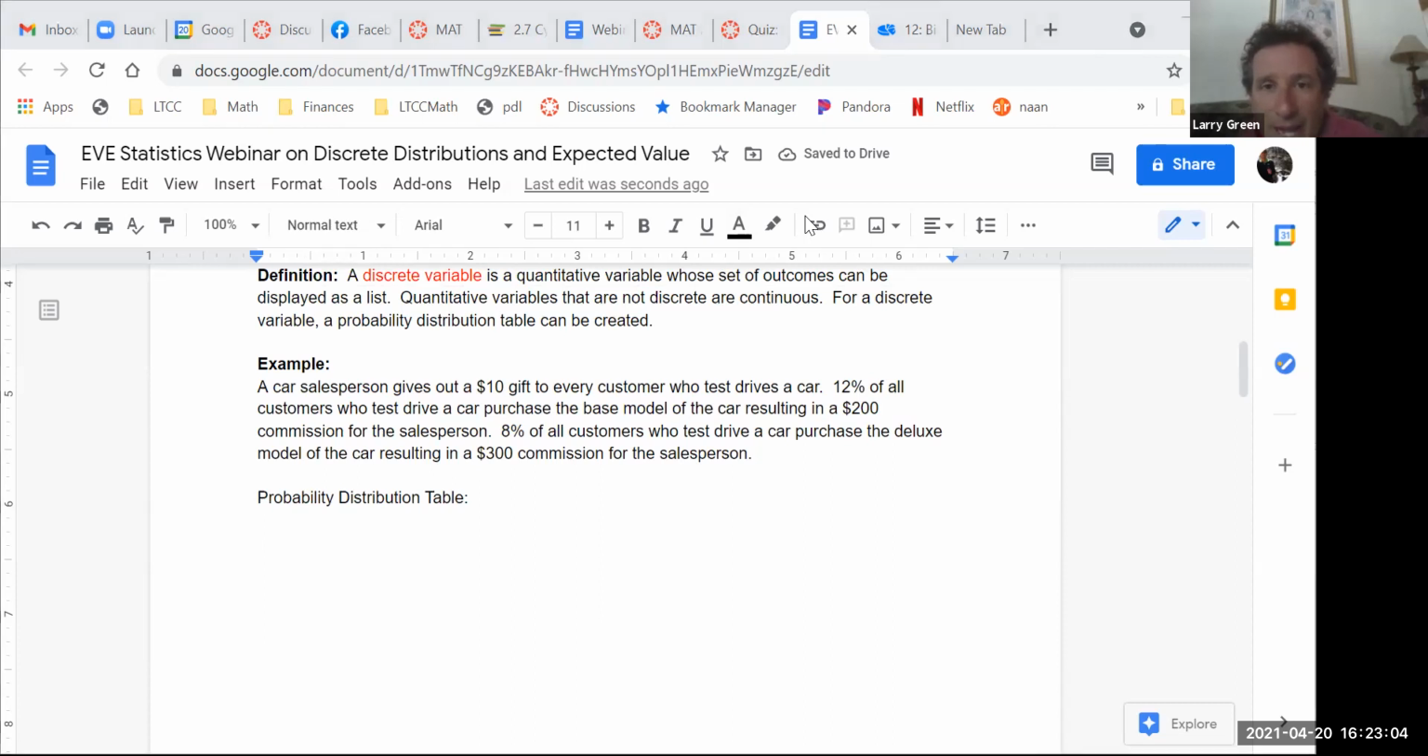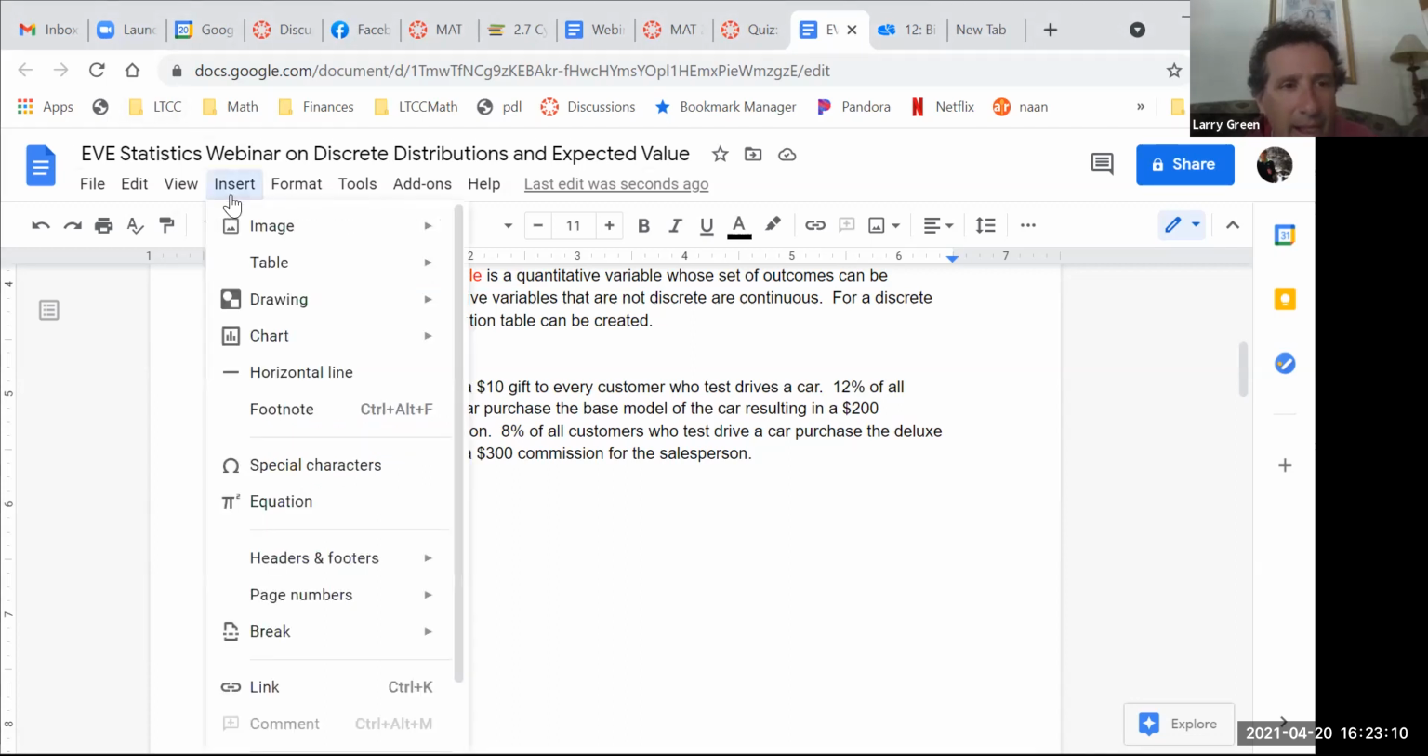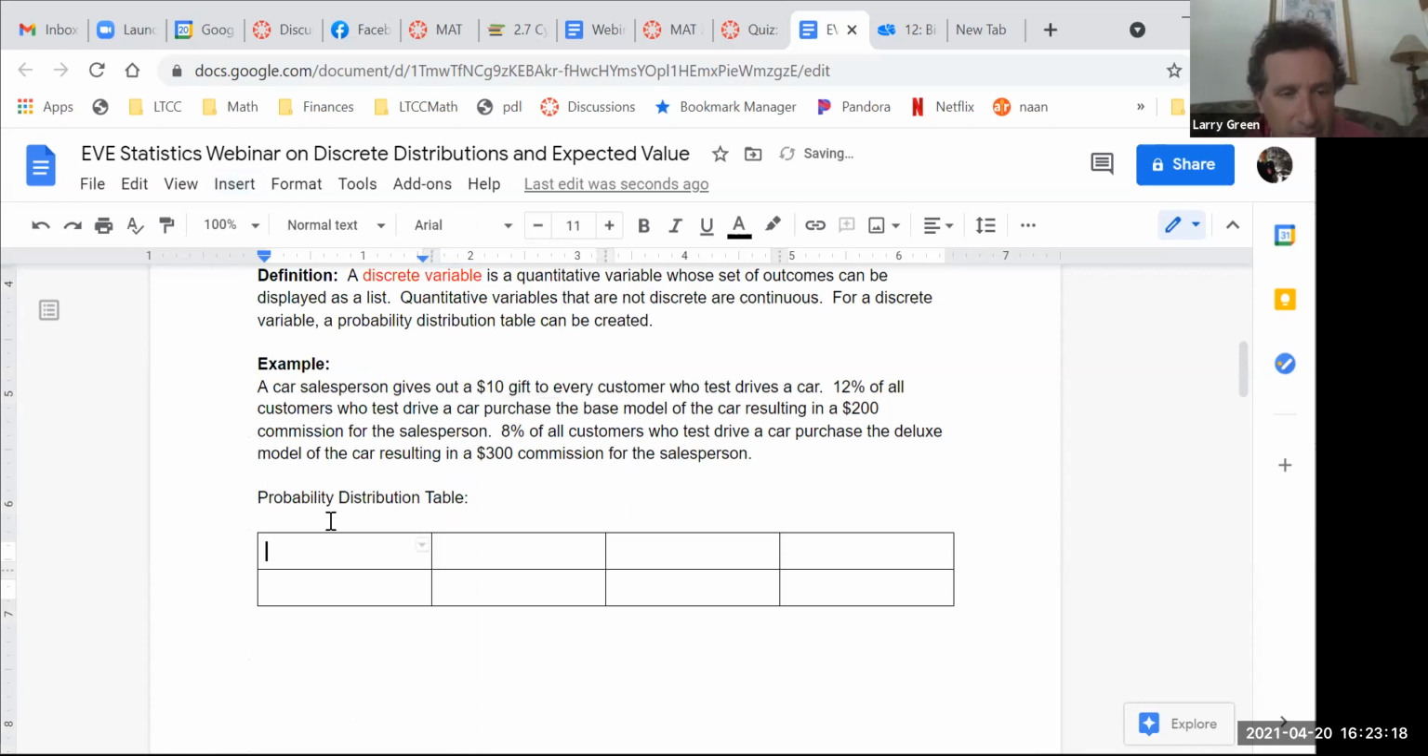So there are 3 things that could happen. So I'm going to insert a table. And there's 3 things that happen. I'm going to put labels. So I'm going to make it a 4x2. So I'm going to let X be the letter for the variable. That's standard. And then down here, I'm going to write P of X, because this is a probability distribution table. So X are the things that could happen, right? The values that could happen. And P of X are the probabilities of each of those things happening.